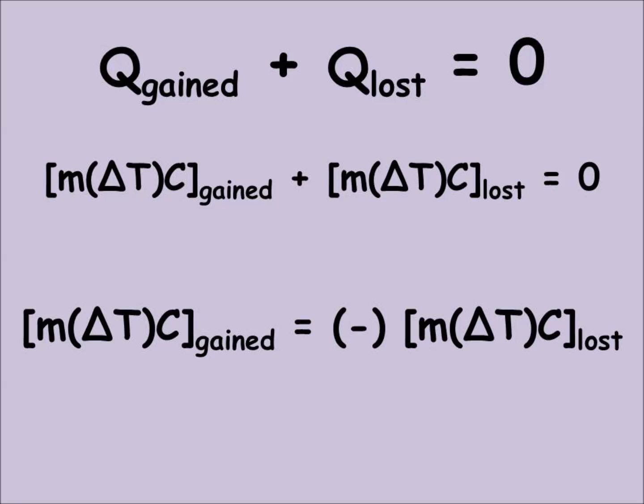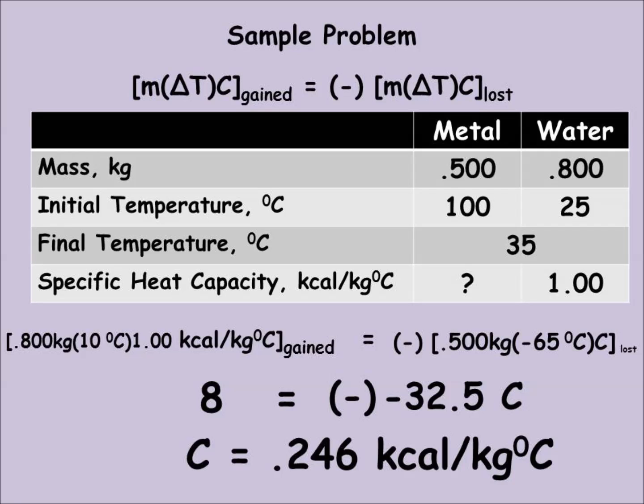Let's do an example problem. Here we're going to find the specific heat capacity of a metal. I have 0.5 kilograms of metal, 0.8 kilograms of water, 100 degrees Celsius is the initial temperature of the metal, 25 degrees Celsius is the initial temperature of the water. The final temperature of the system is 35 degrees Celsius. And I have a specific heat capacity of water of 1 kilocalorie per kilogram degree Celsius.